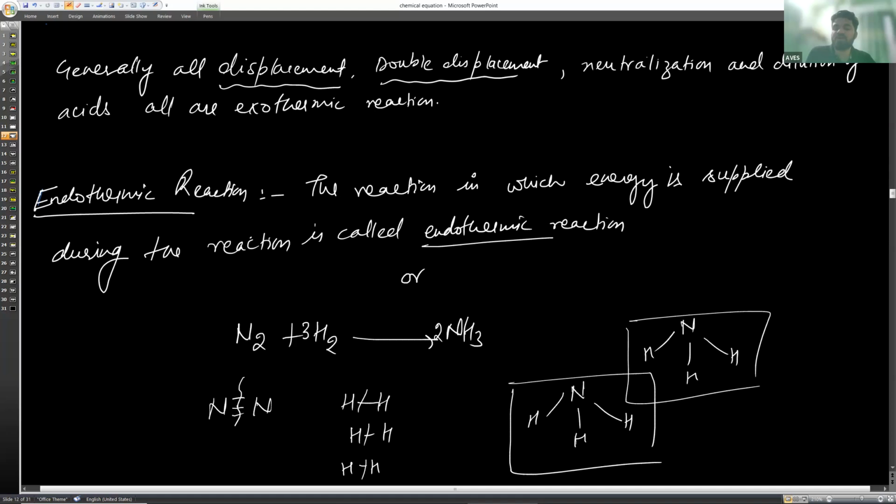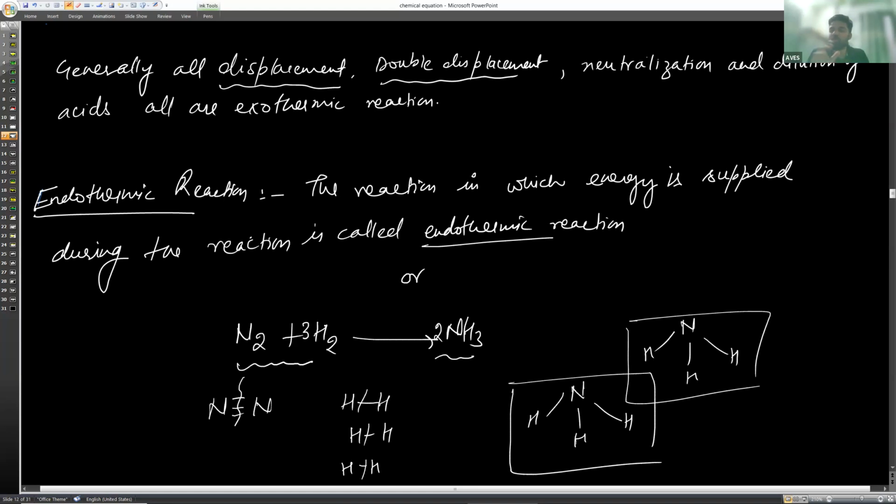When a bond is broken, energy is always supplied, and when new bonds are formed, energy is released. On the reactant side we provide energy, and on the product side the energy is released. So, compared to the energy released, are we providing more or less energy? More. The energy supplied is more than the energy released during the reaction. We are providing more energy to break the older bonds, and less energy is released.